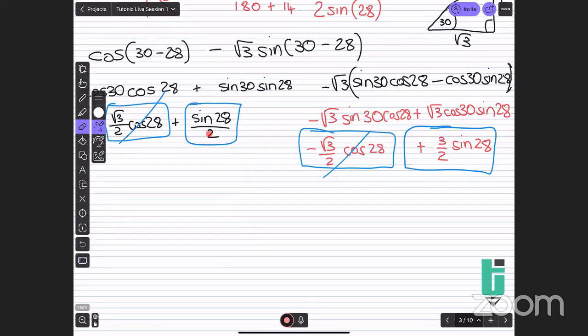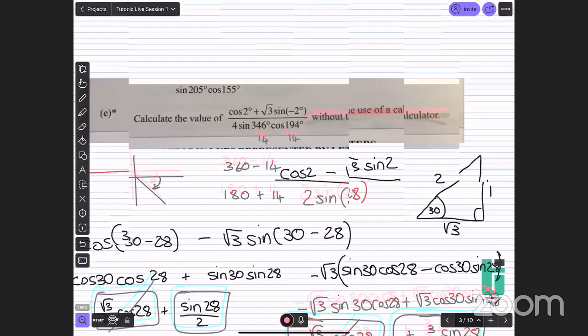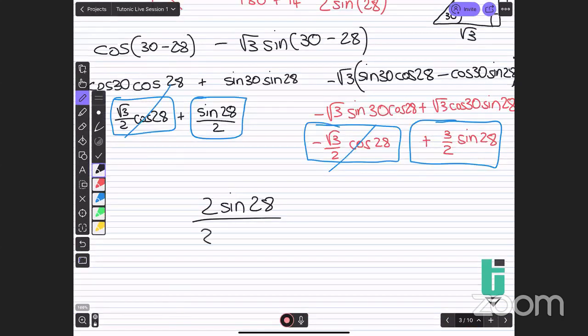It will be 2 sine 28. And then it will cancel. So it will be 1, the final answer. At the numerator, the denominator is 2 sine 28. And then the final answer is 1.